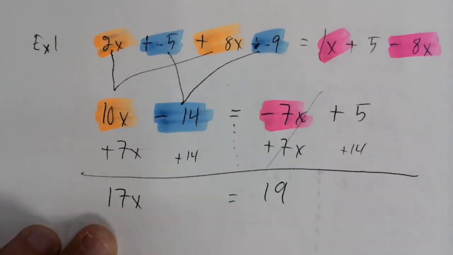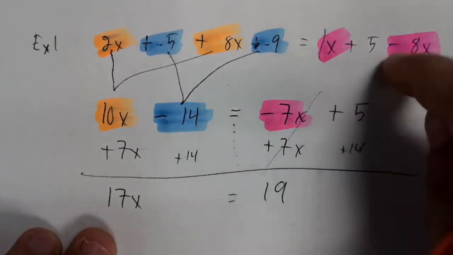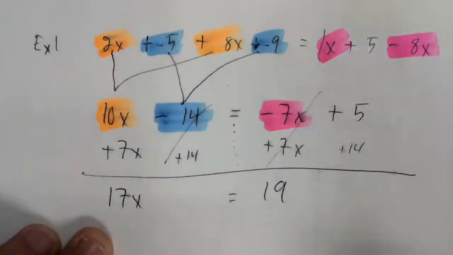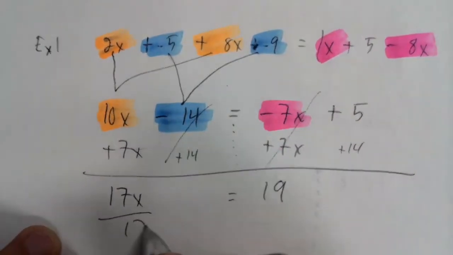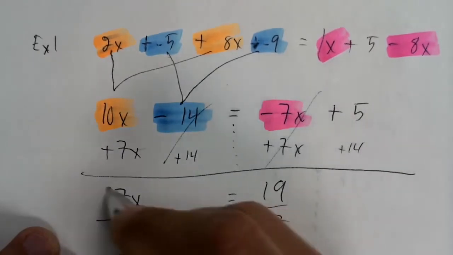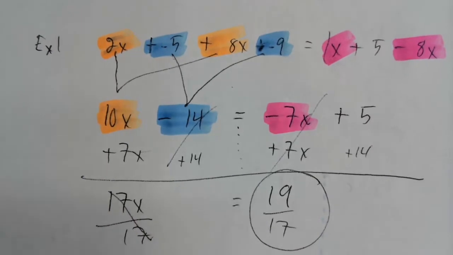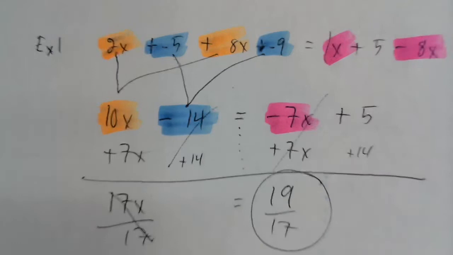Now you notice, look at how much simpler it's getting with each successive step. It's one step left because that canceled. We're going to divide by 17 and we're going to be finished. You mean I get to stop here? Yes. You don't have to find out what 19 divided by 17 is with long division. Certainly don't have to give me the decimal approximation.